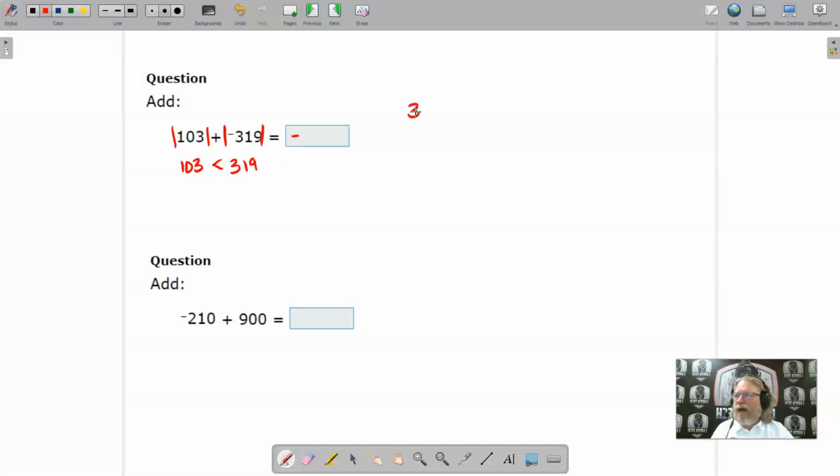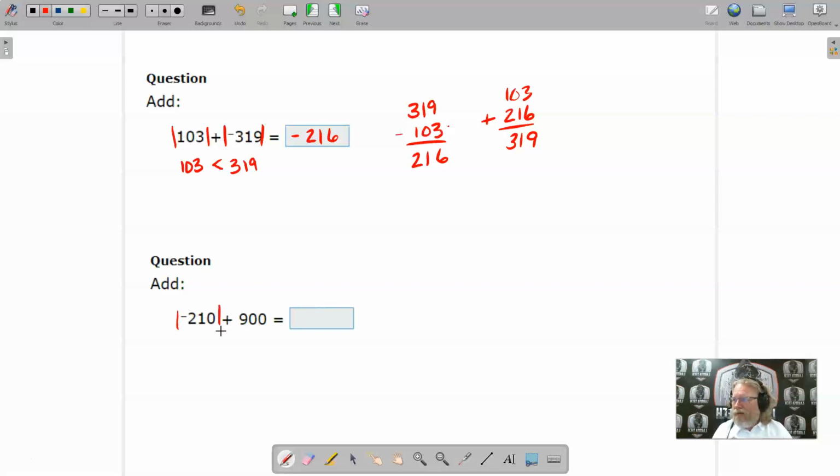And now I need to subtract the greater absolute value minus the lesser absolute value. 9 minus 3, 6. Bring down the 1. 1 minus 0 is 1. And 3 minus 1 is 2. So 216. Now, you can always check your answer by going back and adding 103, the number you took away, to your answer, 216. Add them together, and we should get that 319. 9, 1, 3, and sure enough, good to go. So I must have done my mathematics correctly.